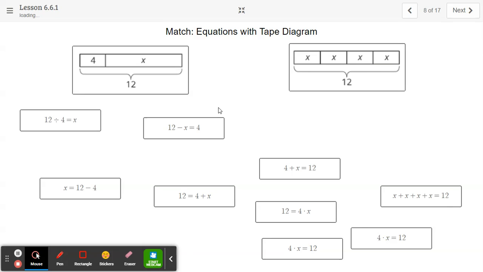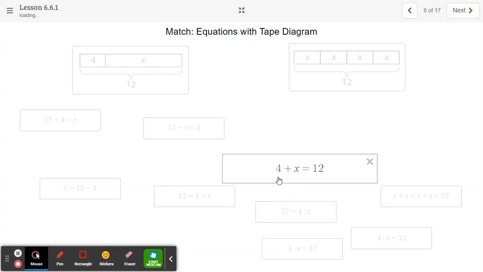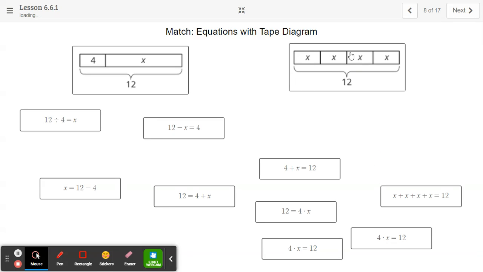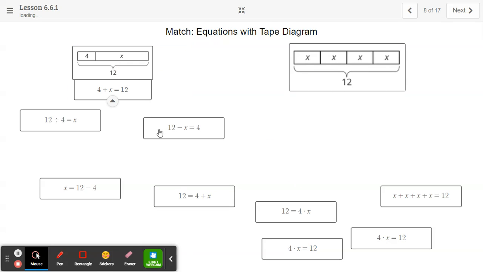So when I'm looking here, there's a couple things I could look for. For instance, I see 4 plus x. That means we're taking a 4, adding x to it, and it equals 12. This does not have the number 4. It has 4 x's, but it doesn't have the number 4. So this is going to have to go over here.